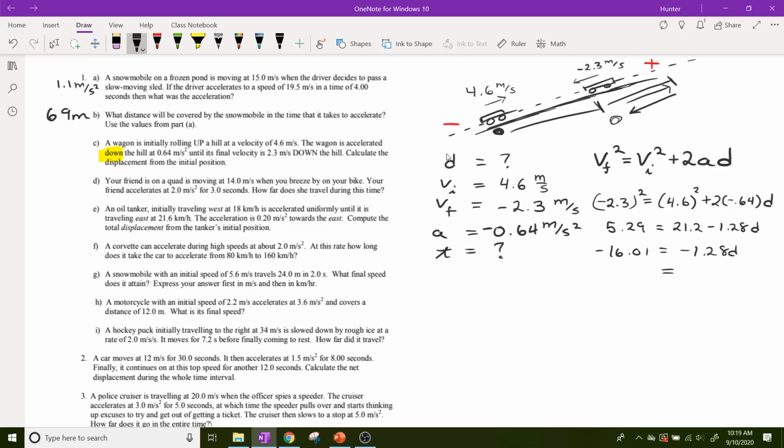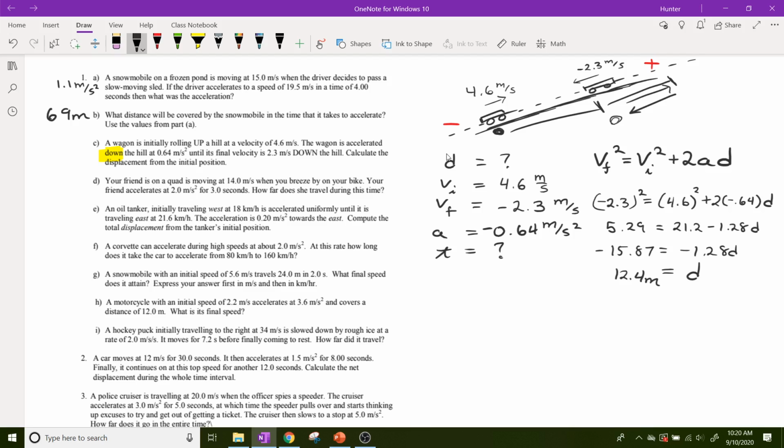Did I mess up? Uh-oh. Up here? Okay. I'm going to take y'all's word for it. So negative 15.87. So we're going to divide those two onto each other. Negative 15.87 divided by negative 1.28. And you get a total displacement of 12.4 meters. And that would be your answer.